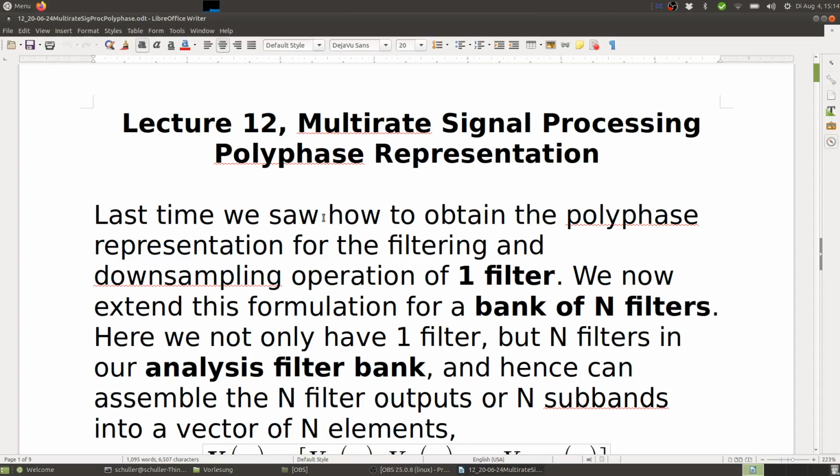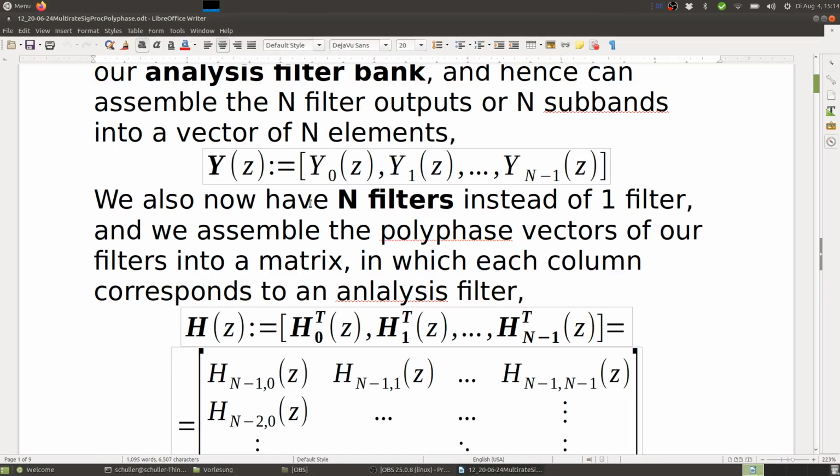Last time we saw how to obtain the polyphase representation for the filter and downsampling operation of one filter. We now extend this formulation for a bank of N filters. Here we not only have one filter but N filters in our analysis filter bank, and hence can assemble the N filter outputs, or N subbands, into a vector of N elements. So this is now our vector containing the signals of the outputs of the N subbands: subband 0, subband 1, up to subband capital N minus 1.